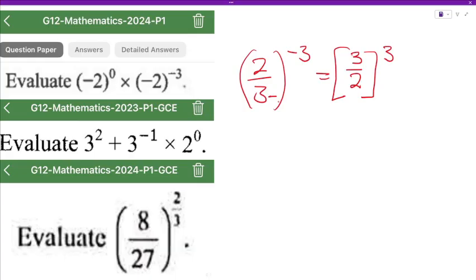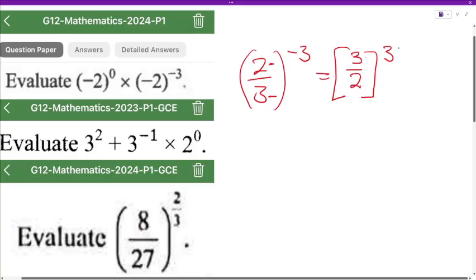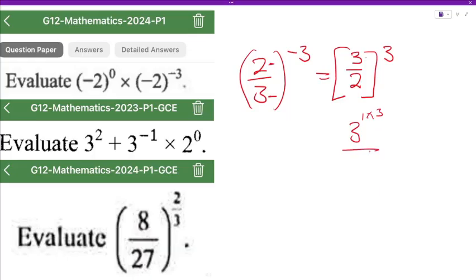You notice the 3 here is a denominator, in this one it becomes a numerator. The 2 was a numerator, it becomes a denominator. So simply swap those values, and then the power becomes a positive. Once you do that, you can now apply the principle of double indices, meaning that is going to be 3 to the power 1 times 3 there, over 2 to the power 1 times 3, which ultimately will give us 3 cubed over 2 cubed. 3 cubed will give you 27, 3 times 3 times 3 is 27, 2 to the power 3 is 8, and that will be your answer there.